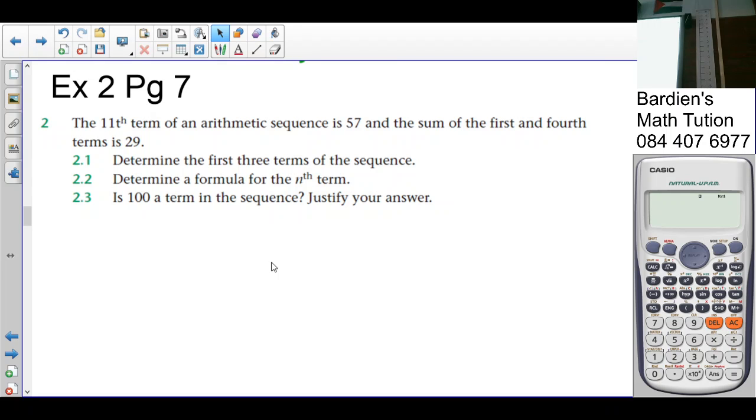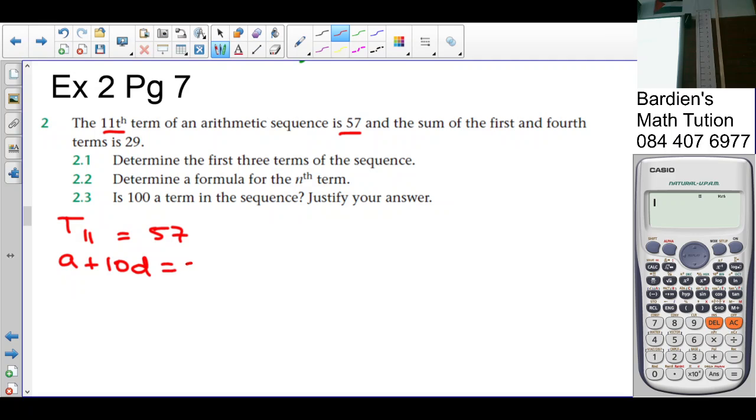Okay, so here we are told that the 11th term of the arithmetic sequence is 57. So T11 is 57. This T11 can be written as a plus 10d is equal to 57. And now it's going to go into simultaneous equations, not so? He's asking for the first three terms, so this is actually 2.1. There's going to be a is equal to 57 minus 10d, and this is equation 1. Okay?